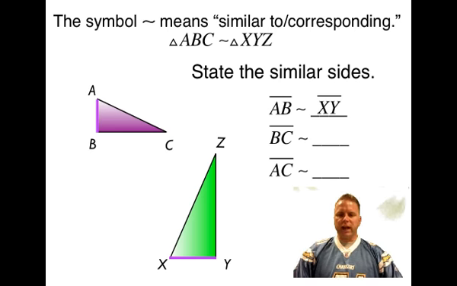So looking at side BC this time, which side from the green triangle do you think would match up with side BC? And hopefully you went with YZ. And then that basically just leaves us side AC, and the only thing left is side XZ. So those are the similar sides. Now again, they're not equal to each other. I think you can tell by looking at the two triangles, the sides aren't equal. They're proportional.